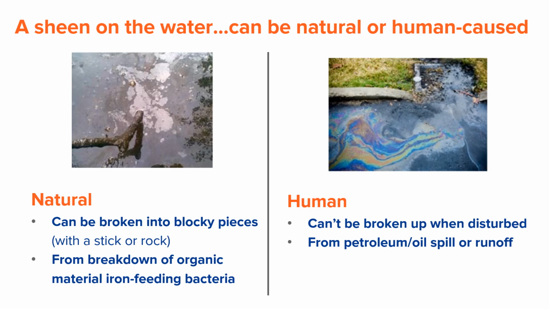If you disturb the sheen by poking it with a stick or throwing a rock into it and it breaks apart into clumps, it is most likely natural. However, if it quickly reforms, it is more likely due to a petroleum spill or runoff. A telltale petroleum odor will also likely be a giveaway.